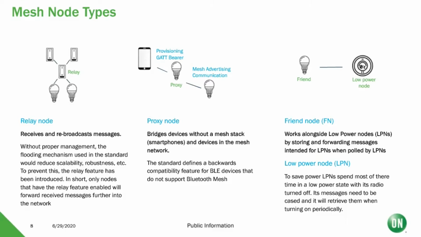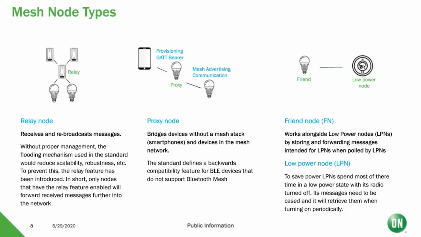Then an important type of node is a proxy node. The reason why a proxy node had to be created is that mesh is a recent standard, and it came about after the whole ecosystem of smartphones already had Bluetooth low energy chips and associated software in them, but they did not have a mesh stack to be able to communicate with legacy devices. And why would you want to do that?